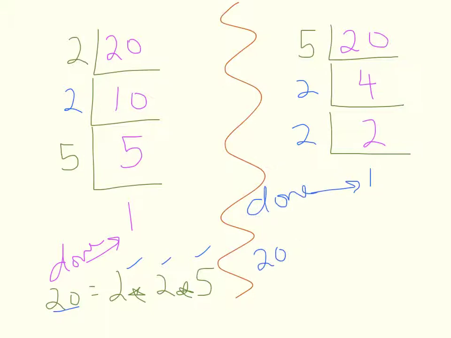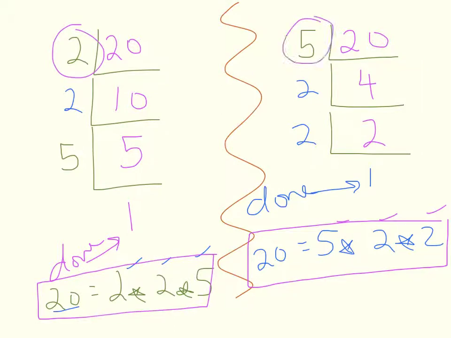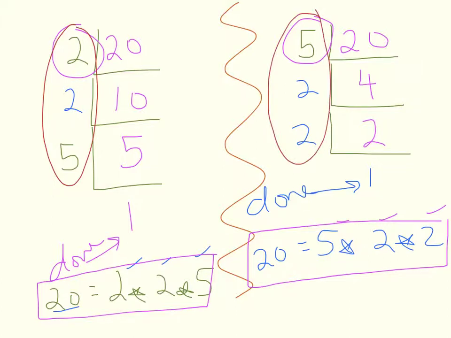So here, 20 is equal to 5 times 2 times 2. 5 times 2 is 10, times 2 is 20. So check out that even though I started in a different place, here I started with the 2, here I started with the 5, as long as all of these numbers in the left column are prime numbers, it's okay, because I end up having 1 5 and 2 2s, and the order doesn't matter.